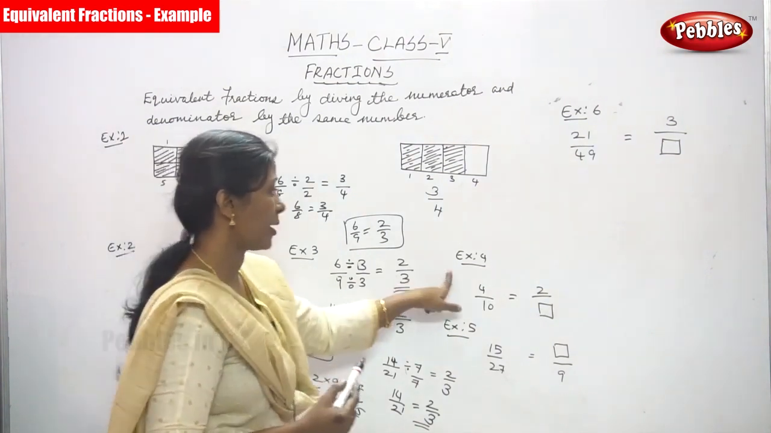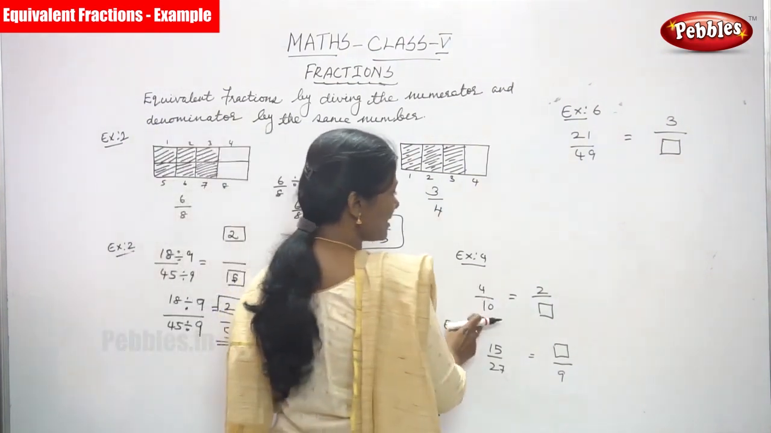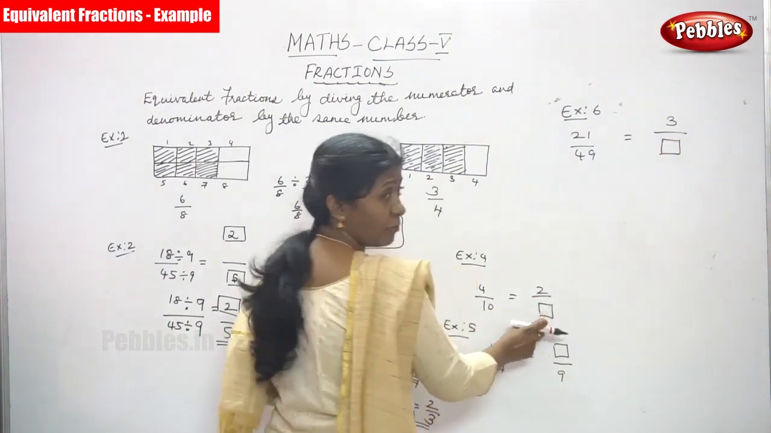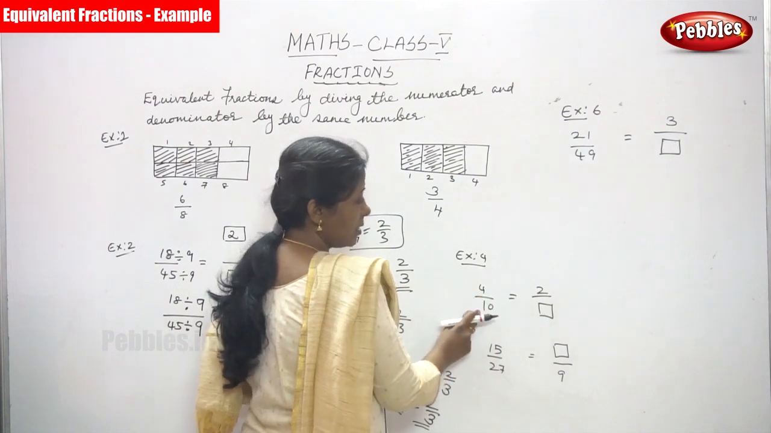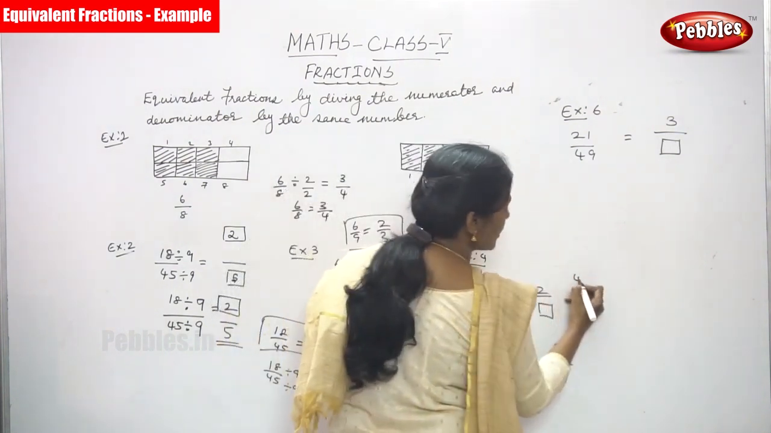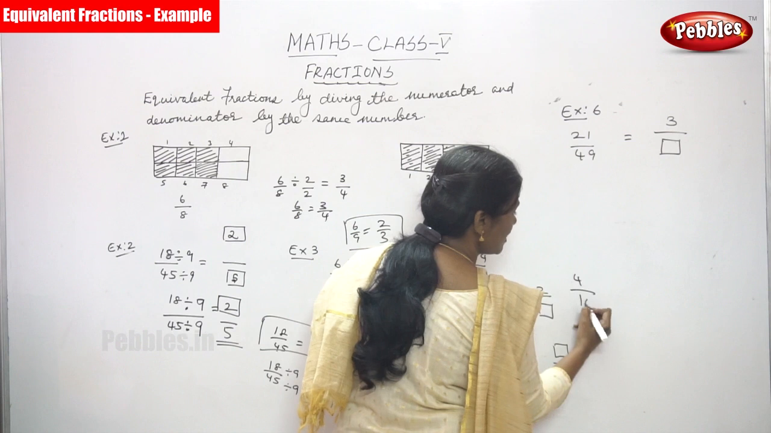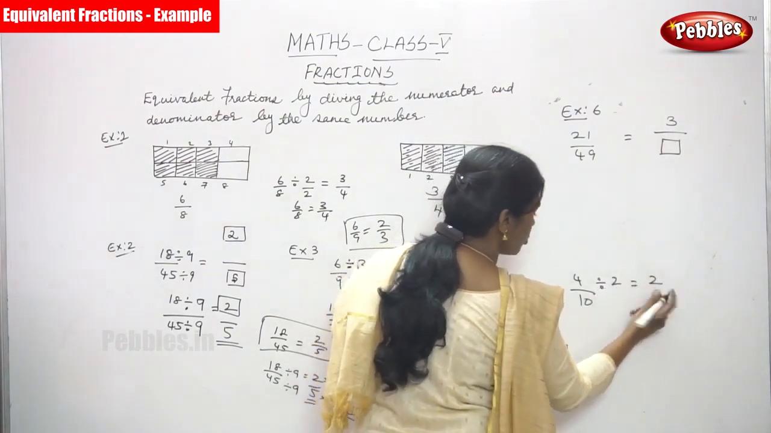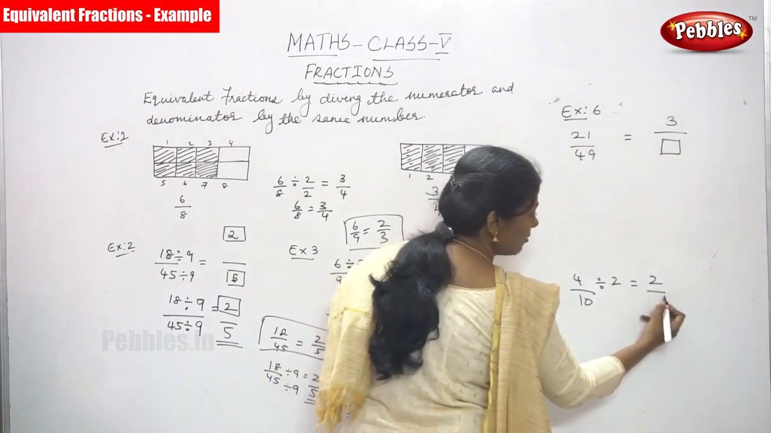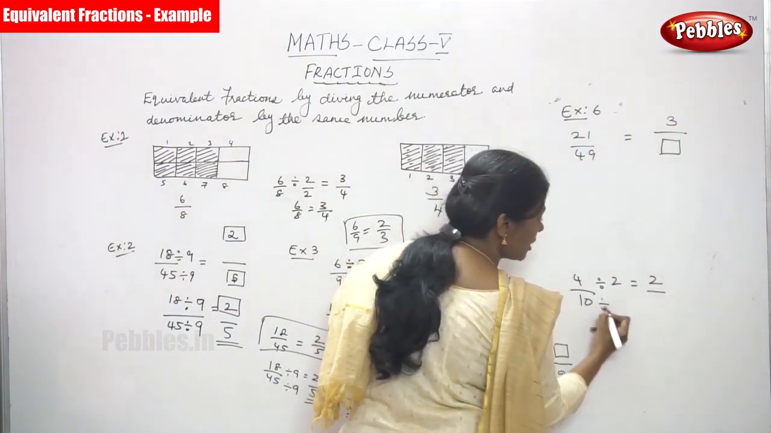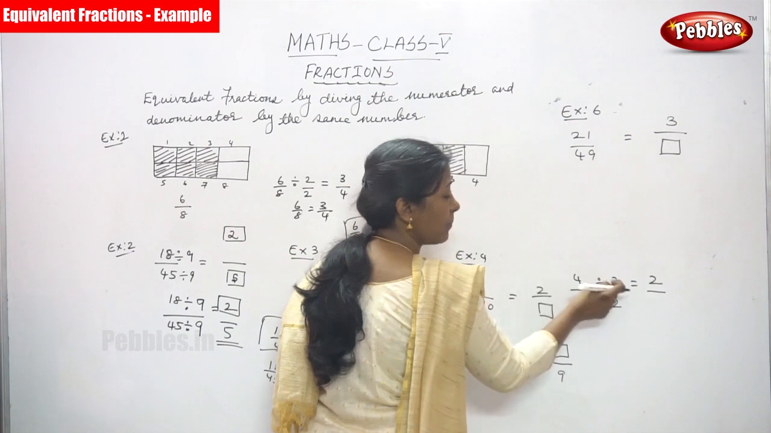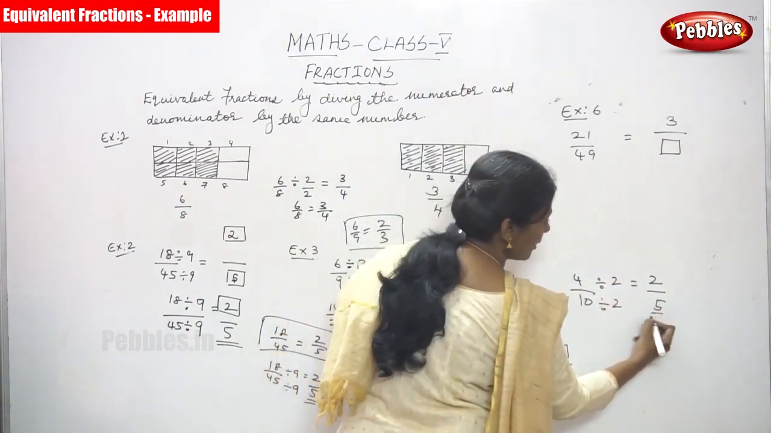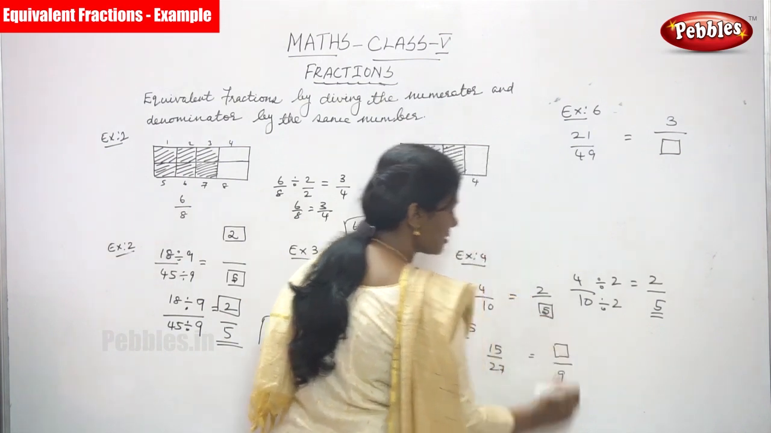So example 4. 4 by 10 is equal to 2 divided by what? You have to fill in the box. So 4 by 10. I'm going to explain. 4 is divided by 2, you can get 2. 2 is already given, so if the numerator is divided by 2, the denominator is also divided by 2. So what is the answer? 5. So in this box the answer is 5.